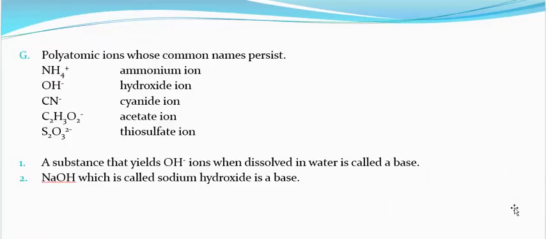Here are some polyatomic ions whose common names persist. NH4+ is ammonium, OH- is hydroxide, CN- is cyanide, acetate, and thiosulfate. These are common ions where the common names persist.